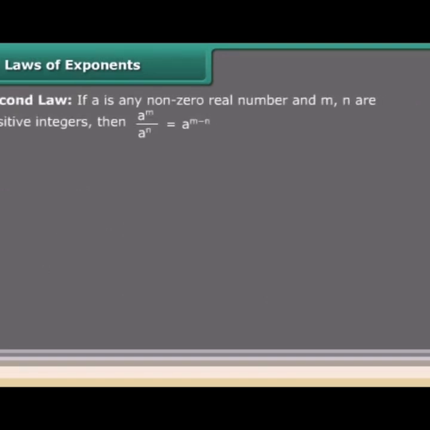Second law: if a is any non-zero real number and m, n are positive integers, then a raised to the power m upon a raised to the power n is equal to a raised to the power m minus n. Example: simplify 5 raised to the power 8 upon 5 raised to the power 3. Solution: 5 raised to the power 8 upon 5 raised to the power 3 is equal to 5 raised to the power 8 minus 3, which equals 5 raised to the power 5.